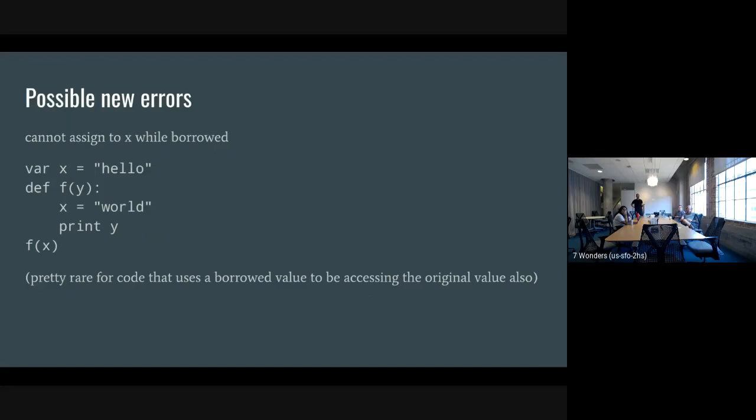It turns out that, at least in all the code I've written so far, it's pretty uncommon for code to be modifying an original value that you borrowed from. Because usually when you borrow from something, it's because you want to access that value through the borrowed variable and not through the original variable. This is pretty contrived code in that sense. It only occurred once in all the large amount of code I had, this situation. So it's not really a big deal. I've never run into this.